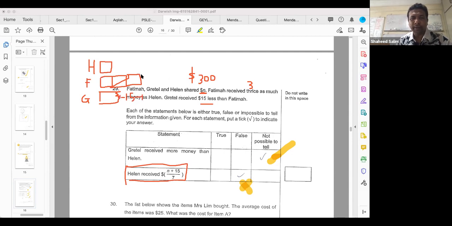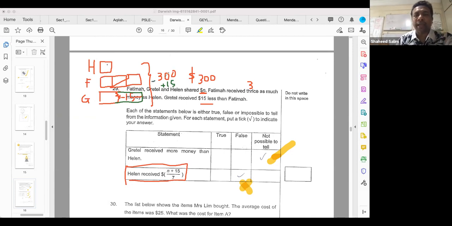Okay. So the whole thing is 300, let's say. So if I want to make Gretel have 3 units, I must plus 15 here. You understand? Now I use a different color. Now I want Gretel to have 3 units, because if you plus $15 more, I get the same as Fatima. So I plus 15 here. Get 315. Then I know 315 is for 7 units. Can you see now? You understand?